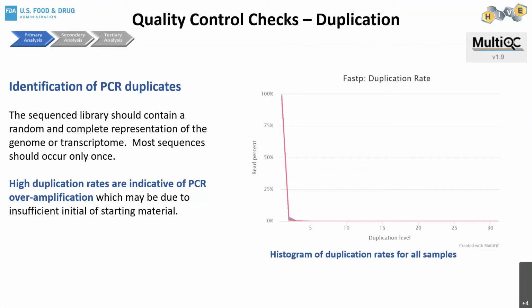We know that the sequence library should contain a random and complete representation of the genome. Most sequences should occur only once. If we have a high duplication rate, it could be an indication of PCR over-amplification, and it could be because there's insufficient initial or starting material. So there are indications that we need to communicate to the collaborators to say that something happened with this sample, or with a set of samples, a batch, or a run, and they can also take a closer look at the results.